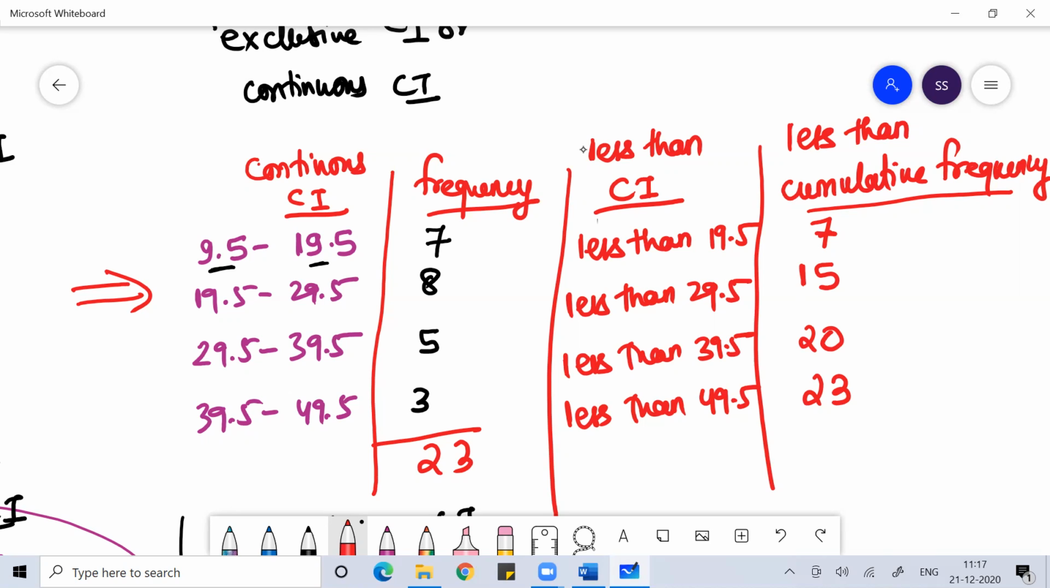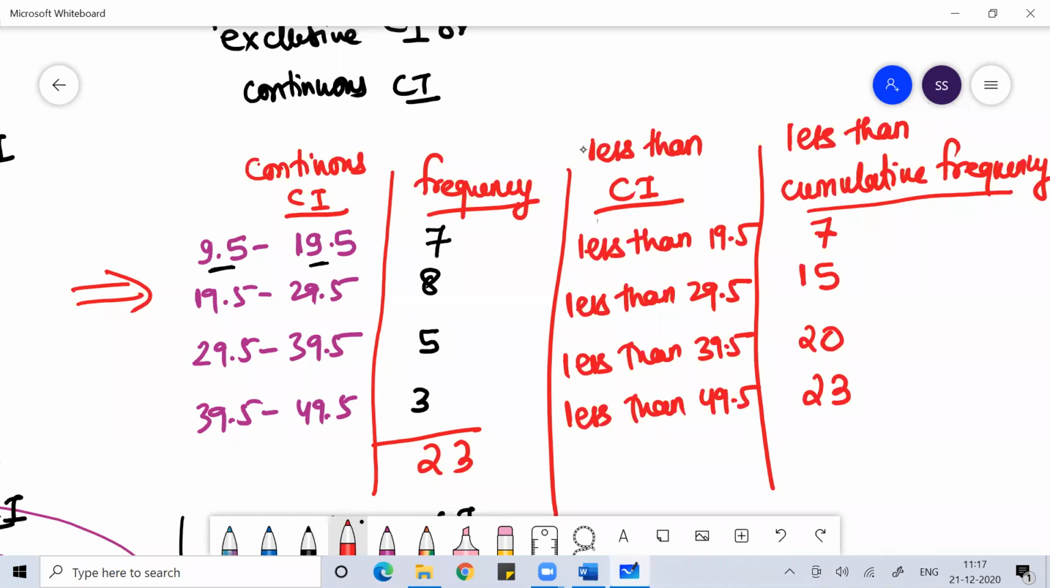Whenever we talk about cumulative frequency, we have two kinds: less than cumulative frequency and more than cumulative frequency. So here we are talking about two forms of cumulative frequency. Everyone, please try to understand this. If you have any doubt, please ask me. Anyone, any question you want to ask?